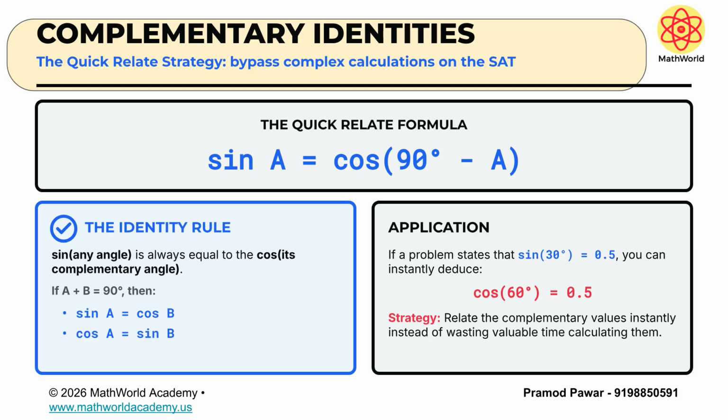All right, next let's look at the complementary angle theorem. This is a massive time saver on the SAT. The rule is simple. If 2 angles are complementary, meaning they add up to 90 degrees, then the sine of one angle equals the cosine of the other. Here is the trick. It works in reverse too. If a test question tells you that sine A equals cosine B, you instantly know that angles A and B must add up to 90 degrees.